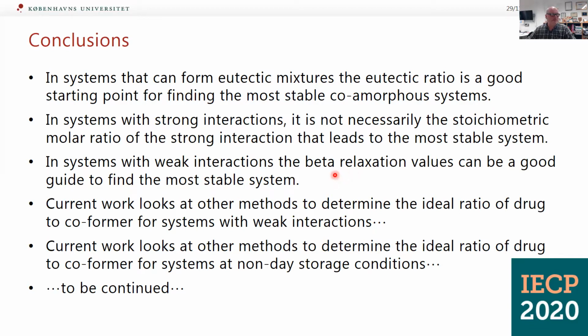So current work going on in our group looks at other methods to determine the ideal ratio of drug to co-former for systems with weak interactions, because beta relaxation measurements are not easy. And I can already say that also with IR-based methods, we can find the ideal ratio in case of non-strong interacting systems. We are also currently looking into the ideal ratio if we store at non-dry conditions. So what happens to our ideal ratio that we have determined for dry storage conditions if moisture indeed is present?